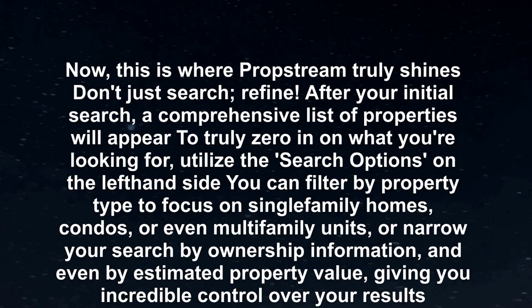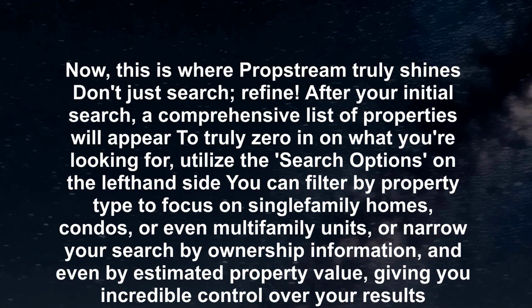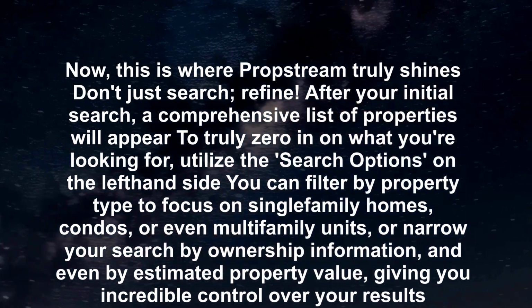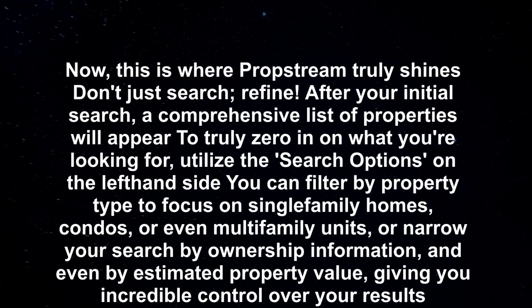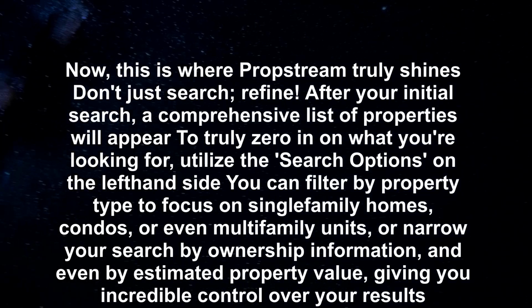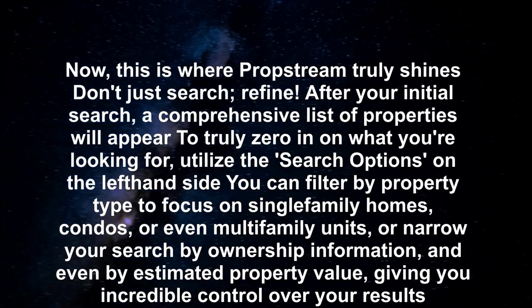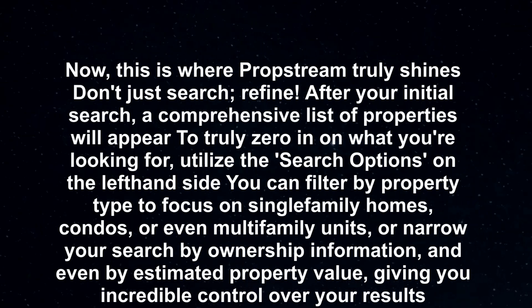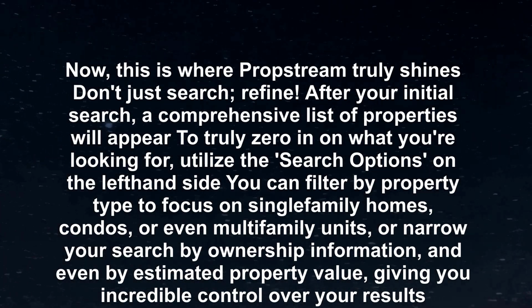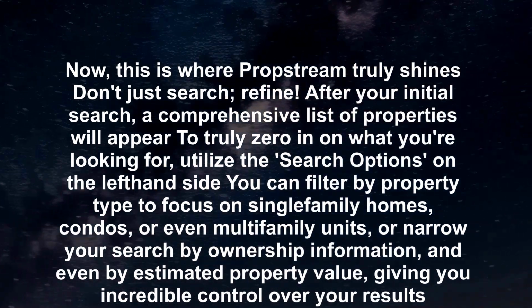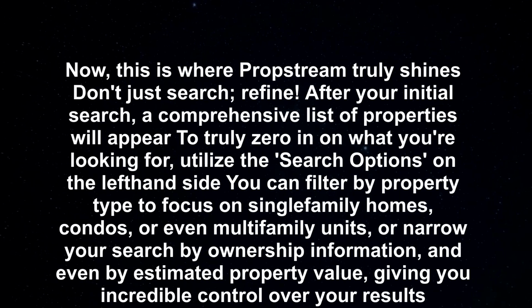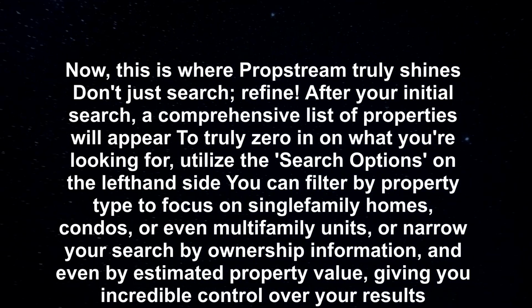Don't just search, refine. After your initial search, a comprehensive list of properties will appear. To truly zero in on what you're looking for, utilize the search options. On the left-hand side, you can filter by property type to focus on single-family homes, condos, or even multi-family units, or narrow your search by ownership information, and even by estimated property value, giving you incredible control over your results.